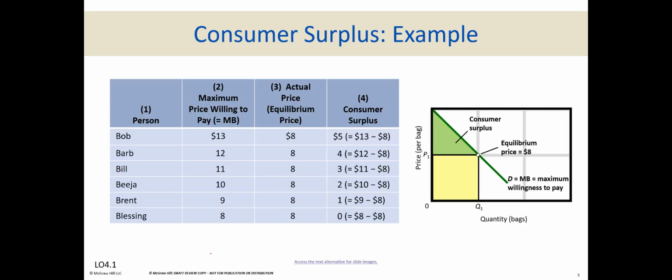Here is another example from your book. This is an example of a movie ticket where Bob, Barb, Bill, Bija, Brent, and Blessing have willingness to pay, which we call marginal benefit.